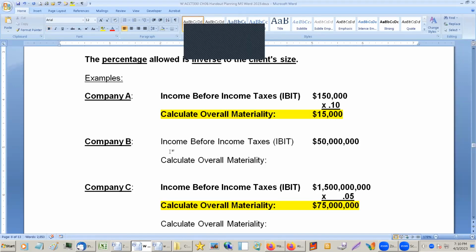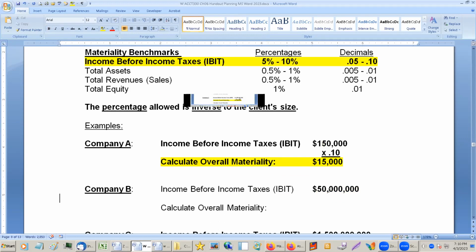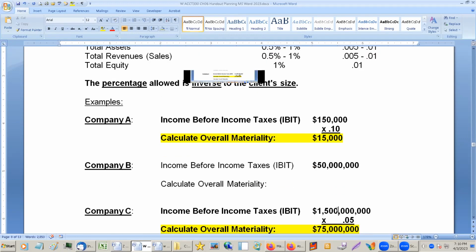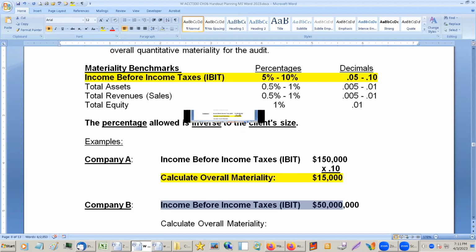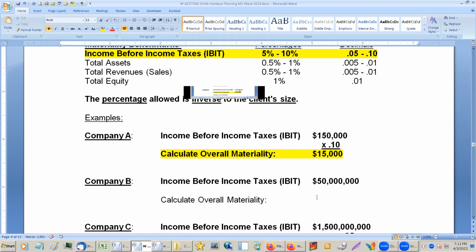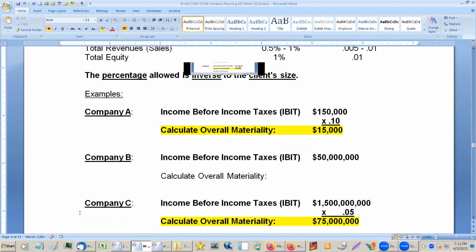Okay, company in the middle. What percentage should we use? So we've got a company that's not small, not gigantic. It's still pretty good size though. They have $50 million of income. So let's come up with a percentage between 5 and 10. Anyone want to throw one out? What percentage should we use? 7. Very good. We use 7. Okay, so 0.07.